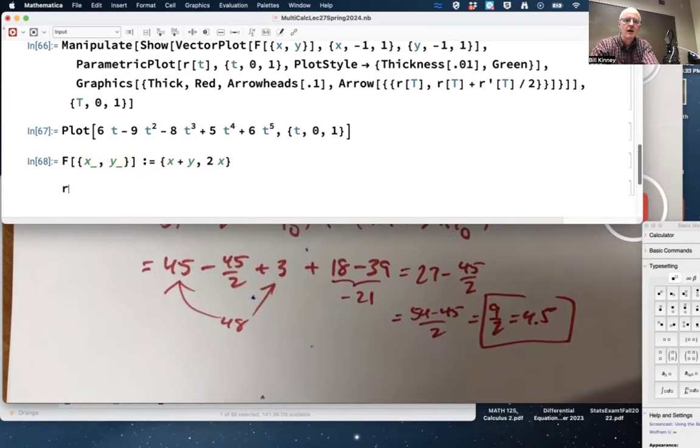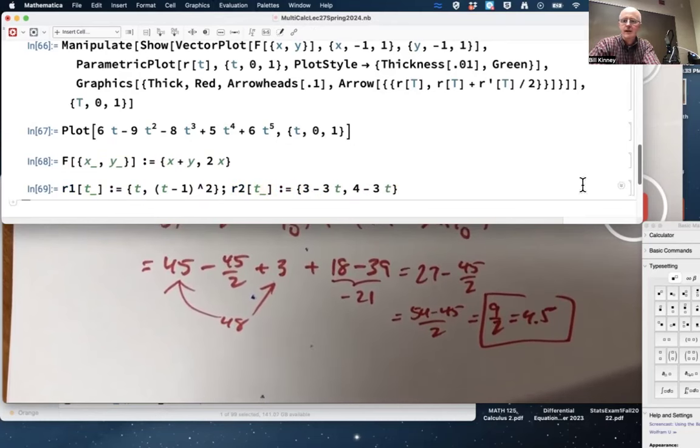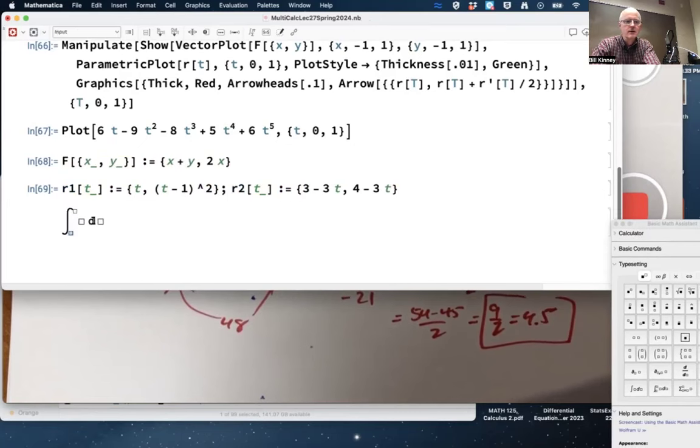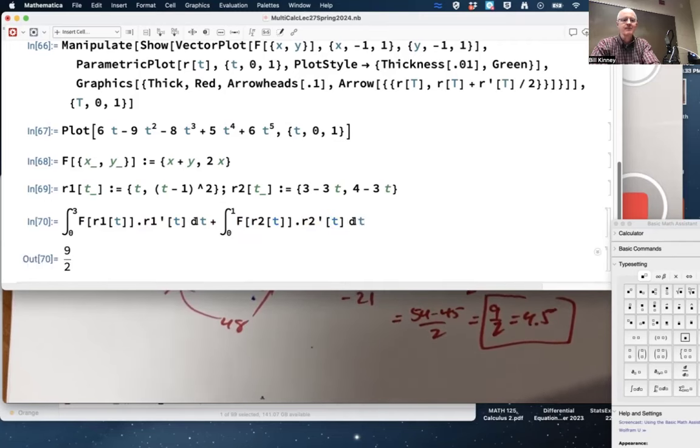There's the vector field. R1 of t is t minus, I'll type it like this for sake of emphasis, R2 of t, 3 minus 3t, 4 minus 3t. Okay, let's just type it in all at once here. Integral from 0 to 3 of f of R1 of t dotted with R1 prime of t plus integral from 0 to 1 f of R2 of t dotted with R2 prime of t. The dot is a period. There we go. Got the right answer.